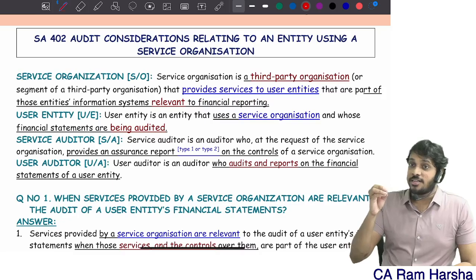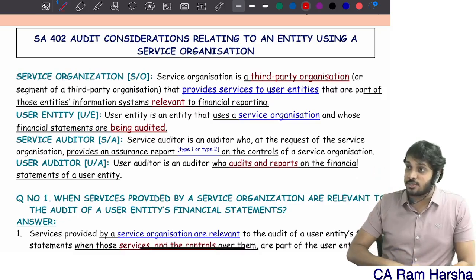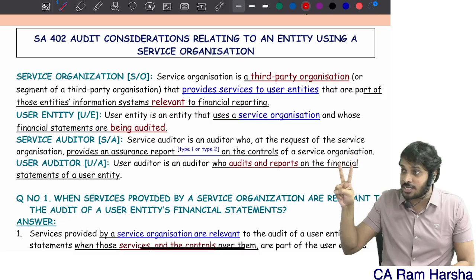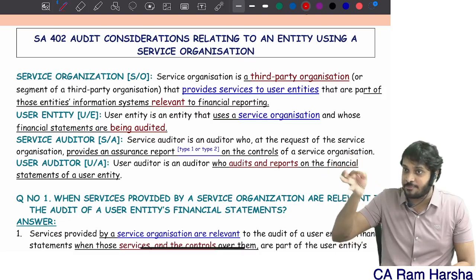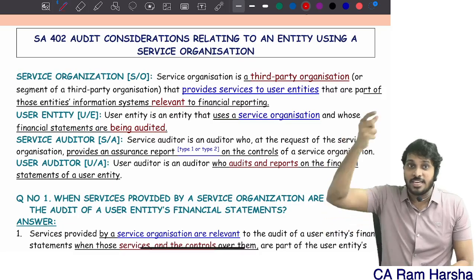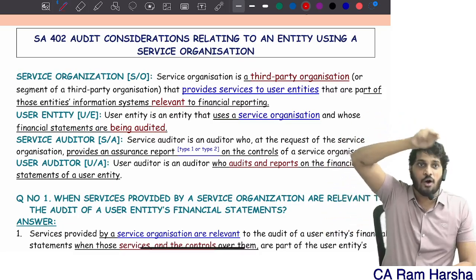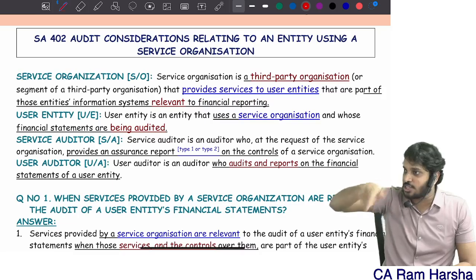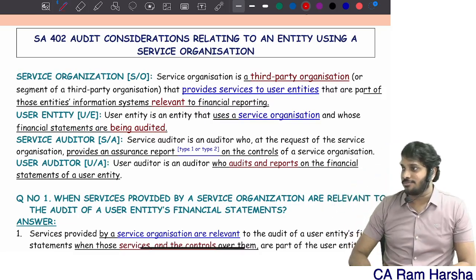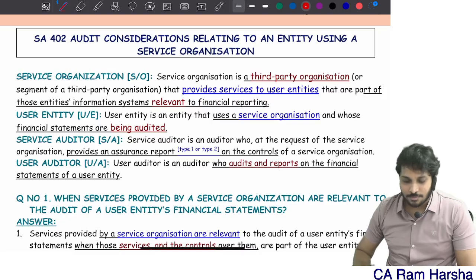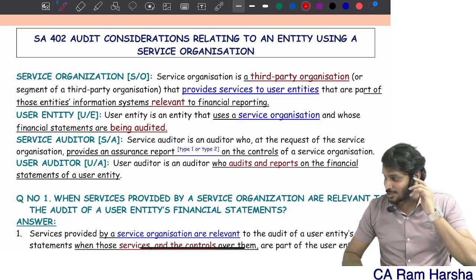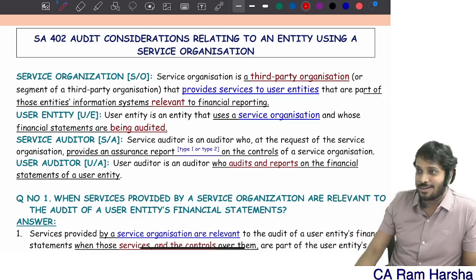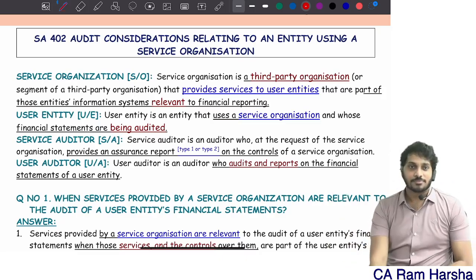So an auditor who performed an assurance engagement under 3402 and gave an assurance report as per 3402, which may be a type 1 or type 2 report, and that report the auditor of the user entity is using. How to use that report? What are the points you should consider? That is 402. Linked. Understood? This is not over. This standard is almost a 4-5 hour discussion. I'll try to cover it within another 20 minutes. Fine.